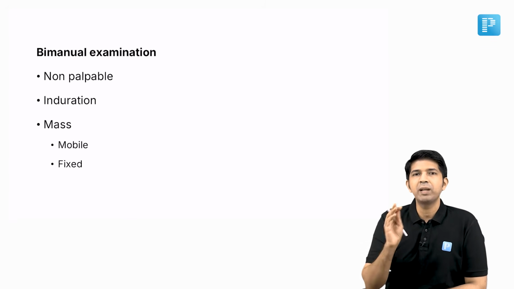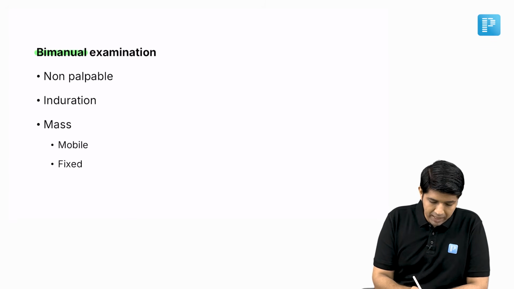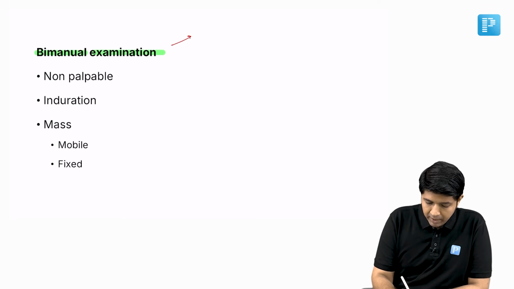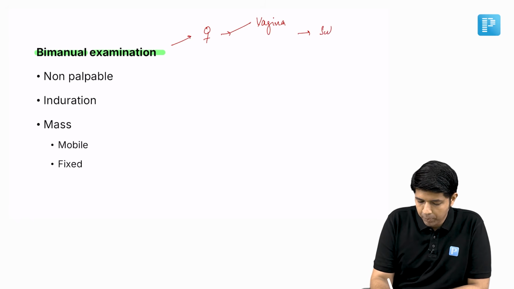One other thing that is mentioned in your books is this bimanual examination. That means in females, 2 fingers in the vagina and 1 in the suprapubic space.